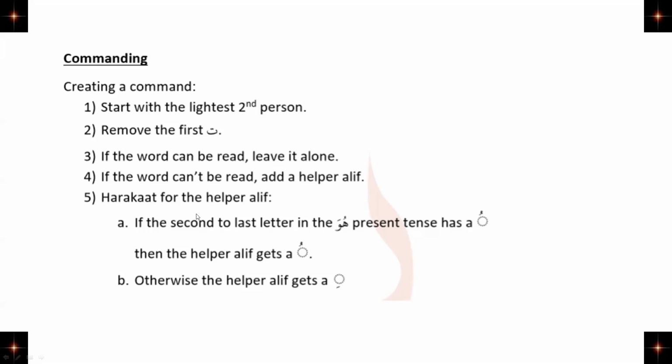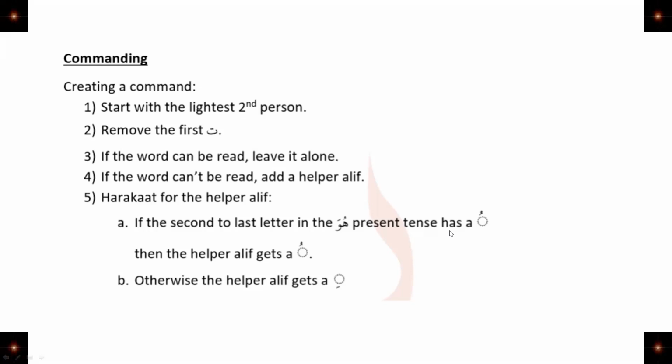What does the helper alif look like? Would I put fatha or dhamma on it? There are two sounds that it can take. If the second to last letter of the huwa present tense has dhamma, then the helper alif will have dhamma. Otherwise, the helper alif gets kasra. What does it mean? It means you need to know what the haraka of the last but one letter of the fi'l mudari is. For instance, kataba yaktubu.